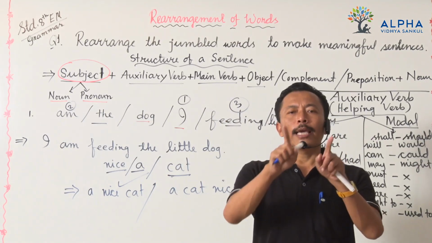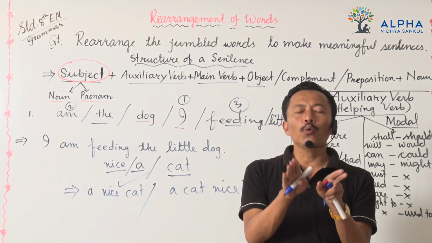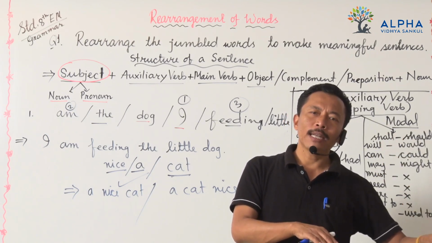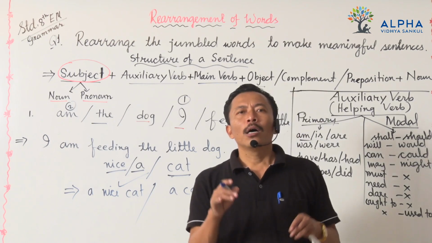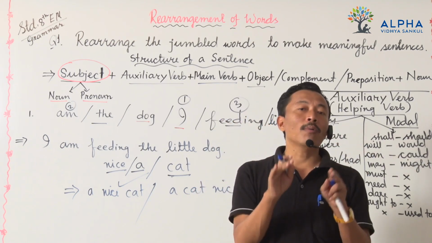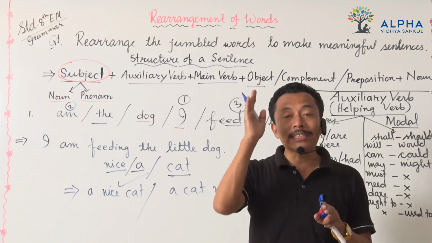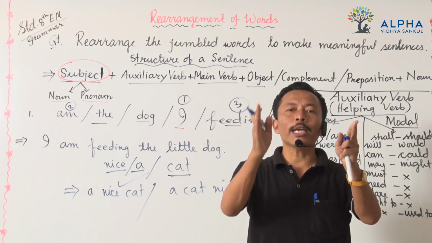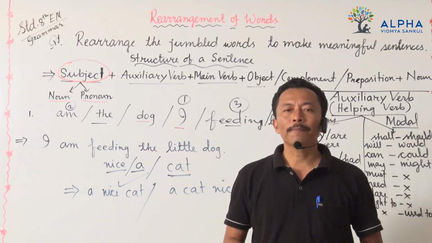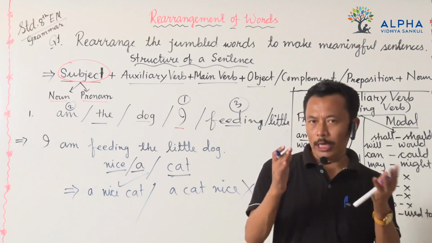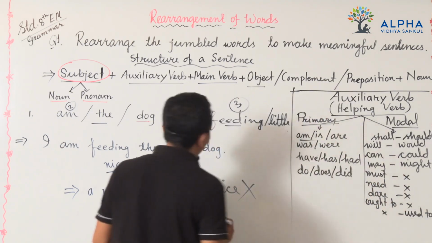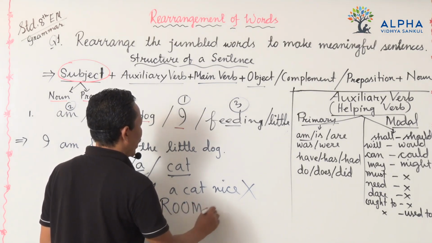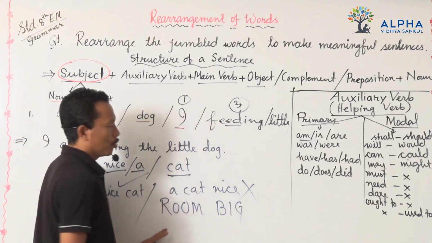If an adjective and a noun are there, you have to put the adjective first. If you say long and river, river and long, which one? Long is an adjective. Long first, then river comes next. So we have to say long river. Okay? Big room. Yes, it is right. If we say room big, no, this is wrong.